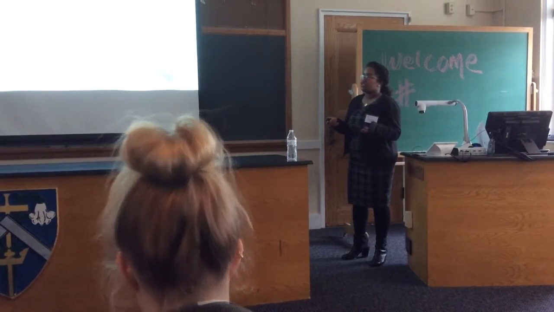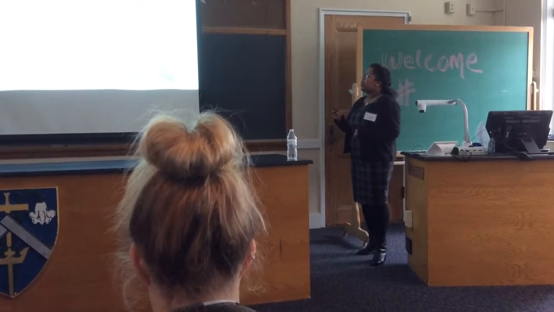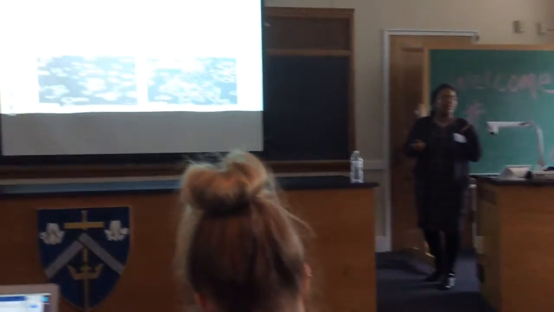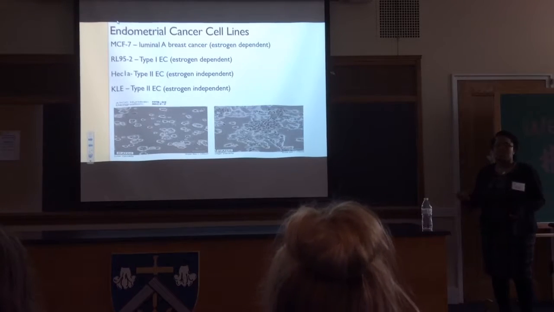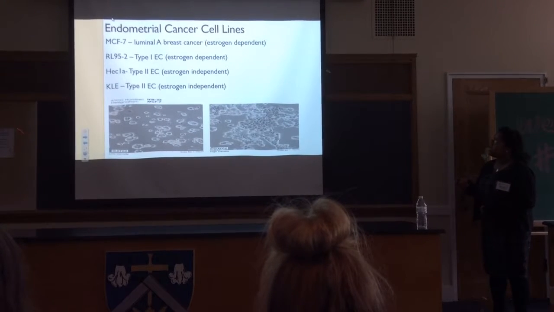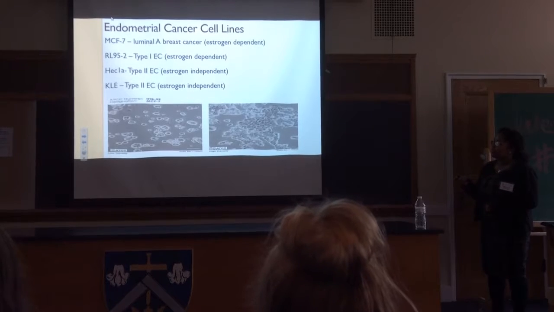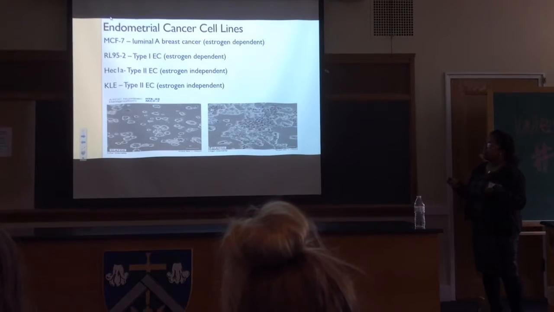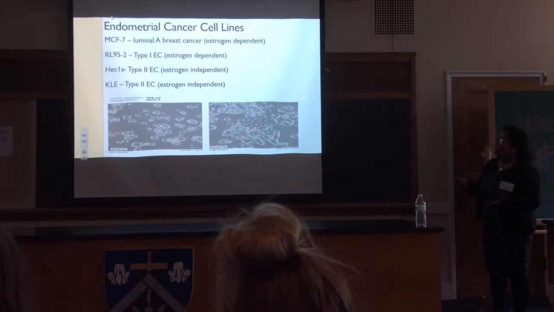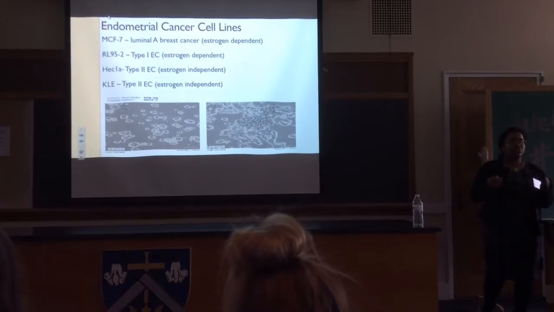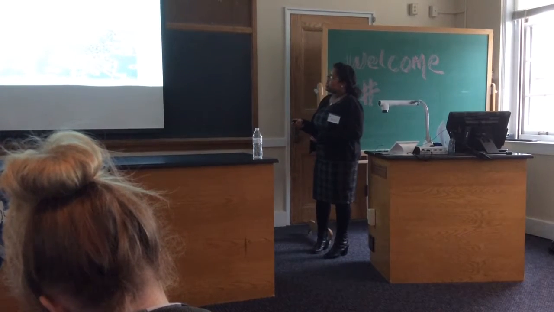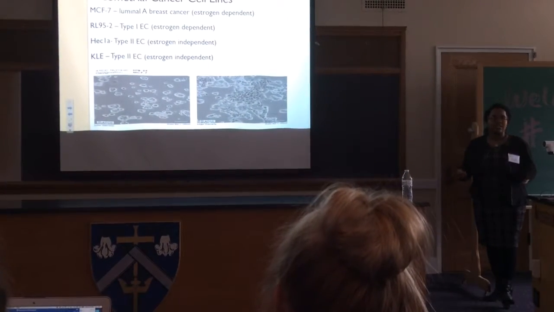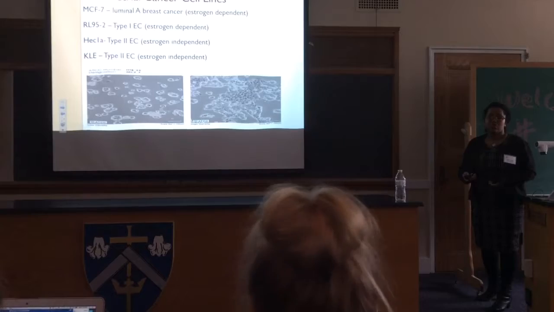Whereas my other endometrial cancer cell lines that I decided to look at were RL952, which is a type 1 endometrial cancer cell line, and it is also estrogen dependent, meaning that it should respond to estrogen. My two other endometrial cancer cell lines, which are type 2, are estrogen independent. These are my HEC1A and my KLE, meaning that these two cell lines should not respond to estrogen and should not have the estrogen receptor present. And as you can see here from below, MCF7, my breast cancer cell line, is very well categorized, and that's why we decided to use it as a control.